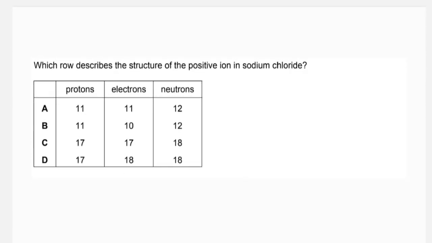Which row describes the structure of the positive ion in sodium chloride? So in sodium chloride, the positive ion is Na plus 1. That means it has 11 protons and 10 electrons. And for 11 protons and 10 electrons, we have only one option, and that is B.